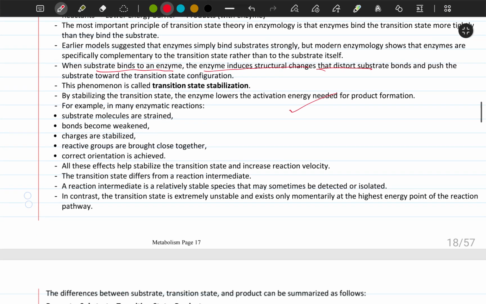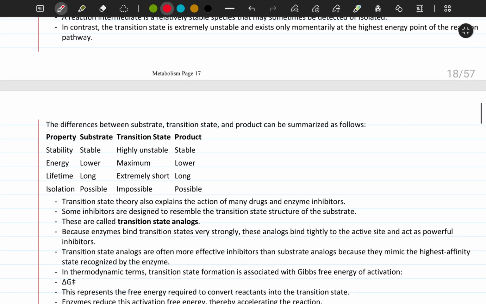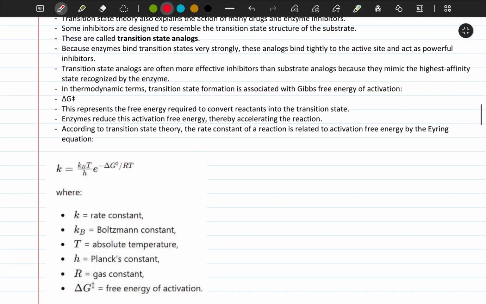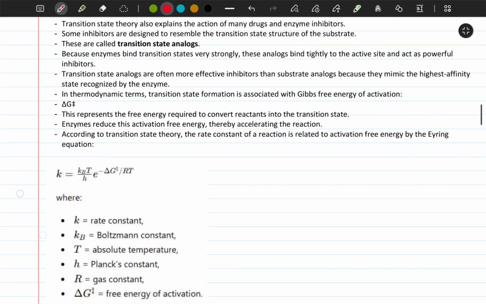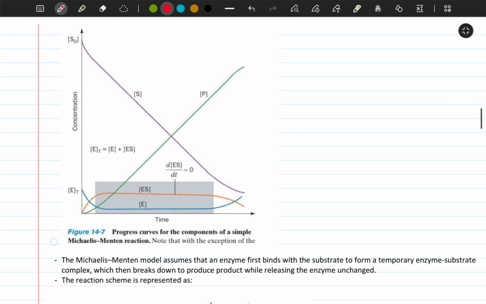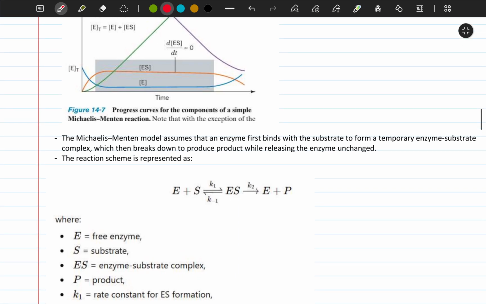All these help in stabilization of whatever. Properties, not important right now. No, we're not doing this. We are not doing this. Yeah, we are doing this.